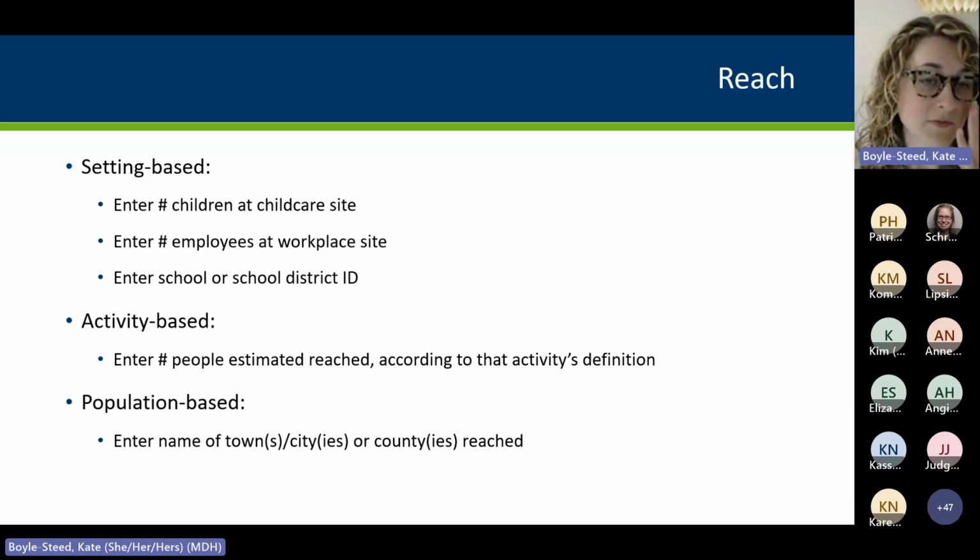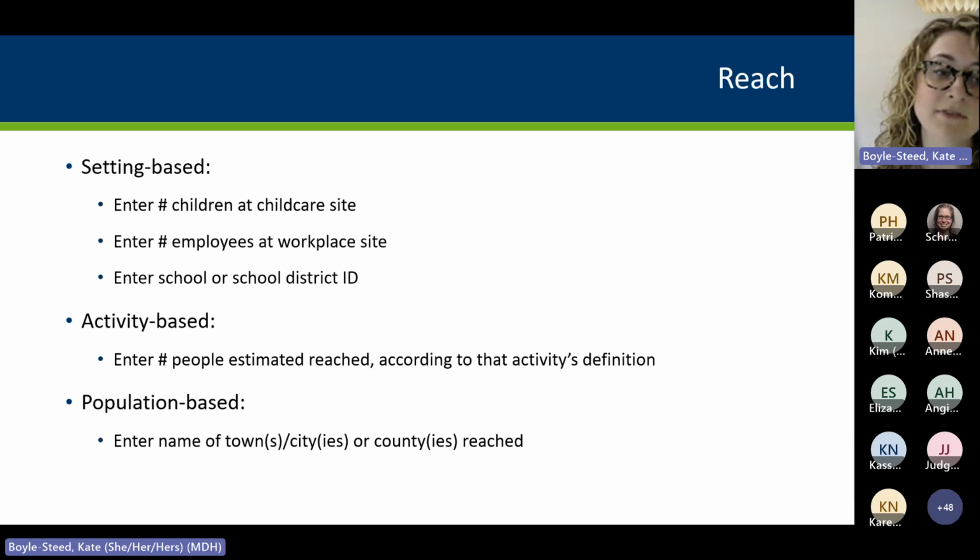If the partner site is a community or healthcare setting, then there are different definitions for each activity. For some activities with activity-based reach, you'll enter the number of people estimated reached according to that activity's definition. And for other community or healthcare setting partner site activities with population-based reach, you'll instead enter the name of the town, cities, or counties reached.